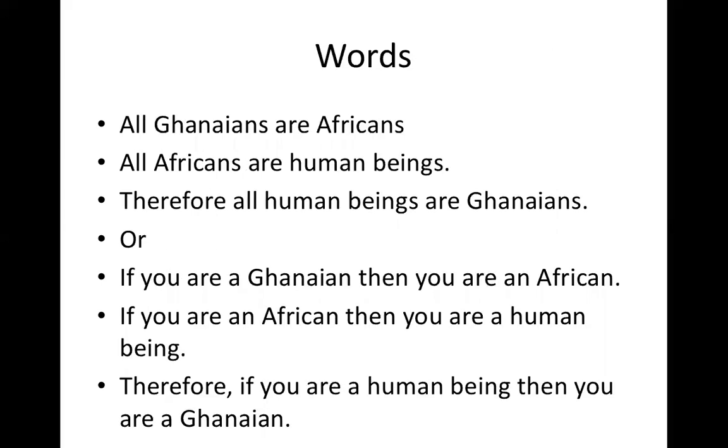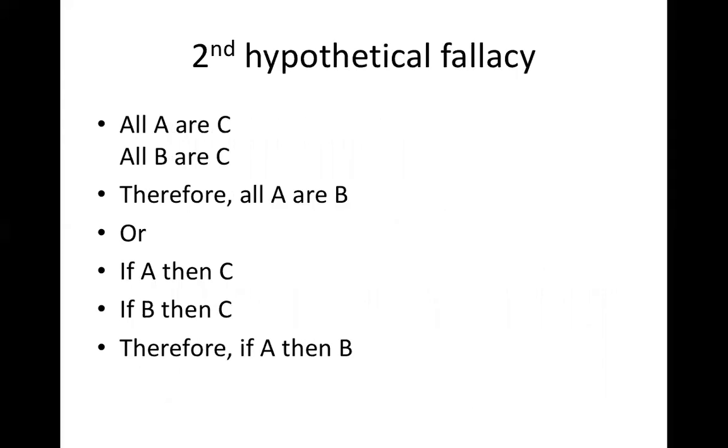Now let's look at the second hypothetical fallacy. All A are C, all B are C, therefore all A are B. Now let's put it in words, but let me repeat it. All A are C, and then all B are C, therefore all A are B. So you are trying to identify A with B because both of them are C.